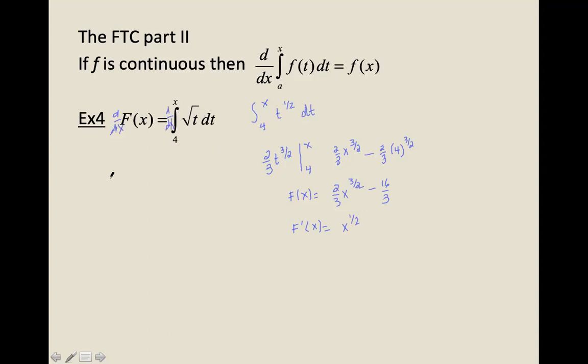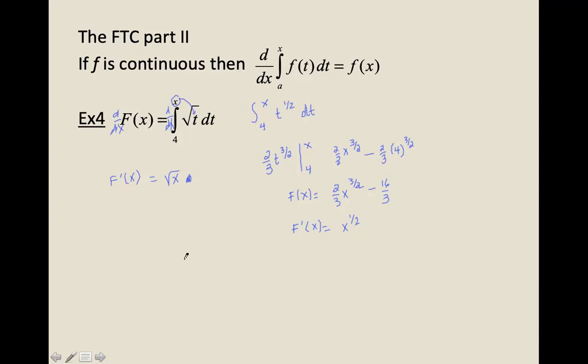So the derivative of f is f prime. And according to the second fundamental theorem of calculus, if I take that derivative, it's the same as replacing whatever that t is with an x. And if you look, that's what we had. Square root of x is the same as x to the 1/2.